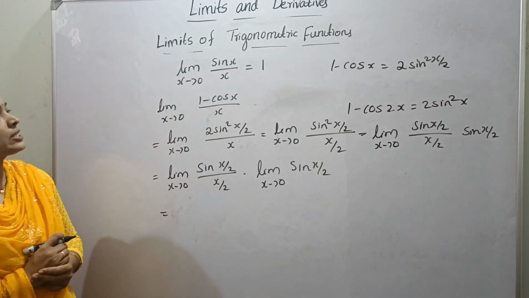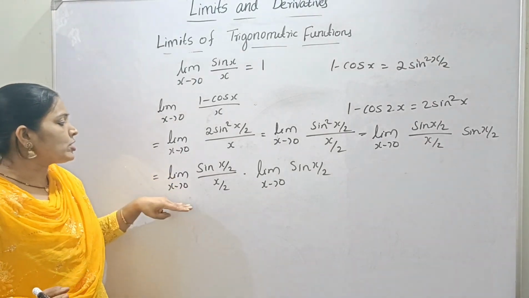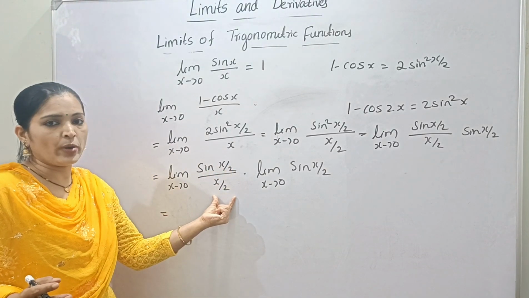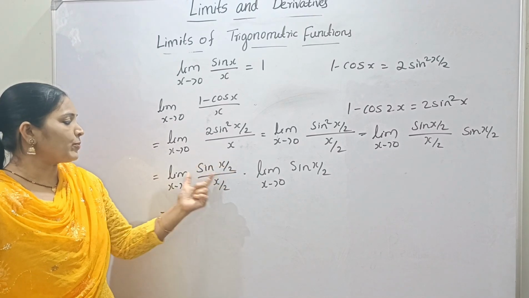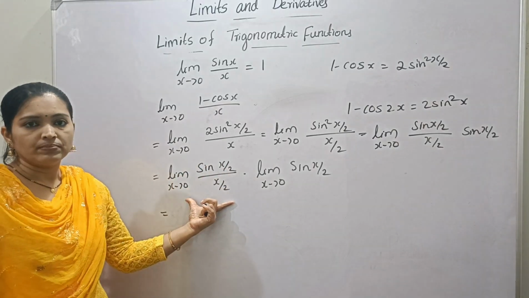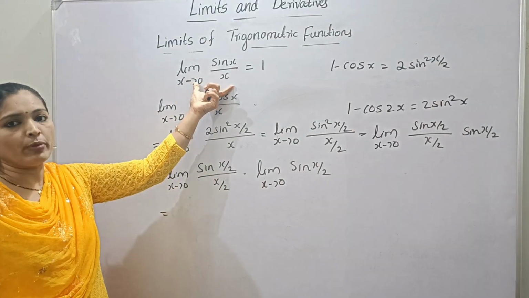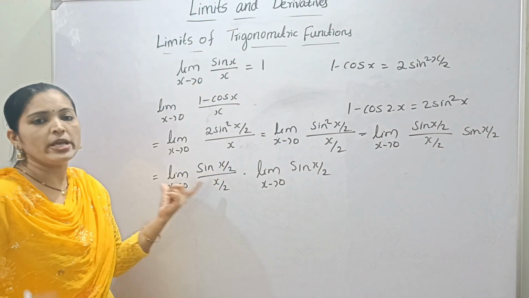Okay, so here this one we can apply directly. We know that limit x tends to 0 sin x by x is equal to 1. Then limit x tends to 0 sin x by 2 divided by x by 2, it should be same, right? Sin x by 2 divided by x by 2, then it is 1. Apply this standard formula. So limit x tends to 0 sin x by 2 by x by 2 is 1.